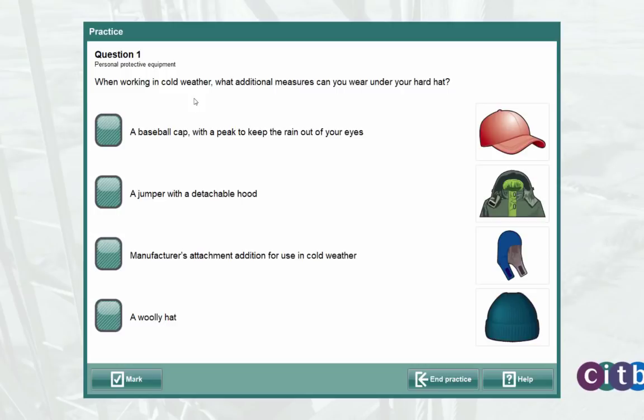When working in cold weather, what additional measures can you wear under your hard hat? A baseball cap with a peak to keep the rain out of your eyes. A jumper with a detachable hood. Manufacturer's attachment edition for use in cold weather. A woolly hat.